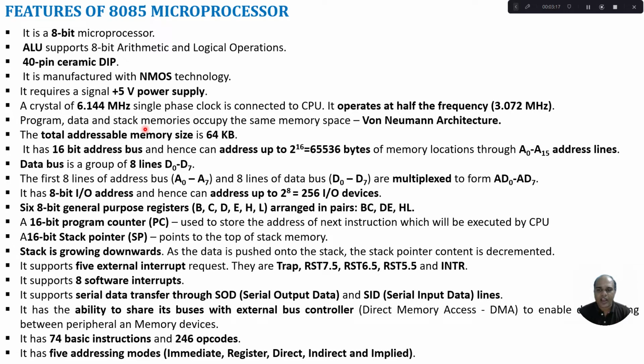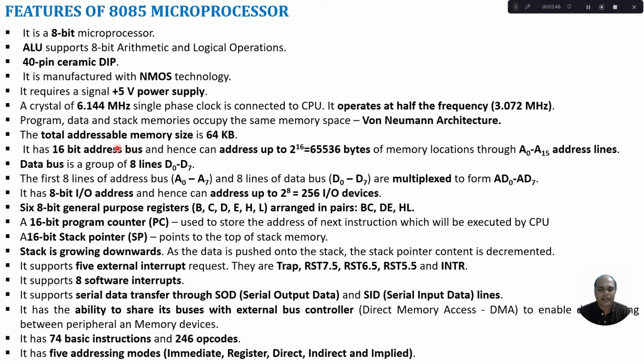Same way, after coming out from a subroutine or from an interrupt service routine, the context needs to be retrieved so that the main program can resume seamlessly. So that information can be stored in the stack memory. The total memory size which can be connected to your 8085 microprocessor is 64 kilobytes. So it has a 16-bit address bus.